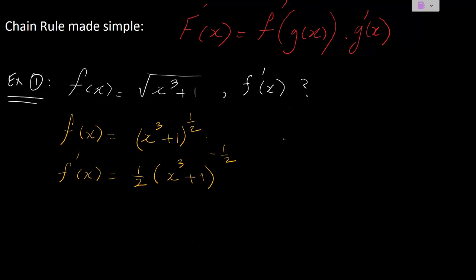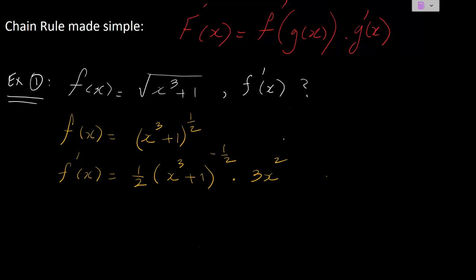And then you have to multiply that by g prime of x. G prime of x is the derivative of what's inside of this radical, the radicand expression. So we have to take the derivative of x cubed plus 1, which ends up being 3x squared. Very good. And plus 1 is a constant, the derivative of 1 is 0. That's not going to affect anything, so we don't have to add 0 to this.